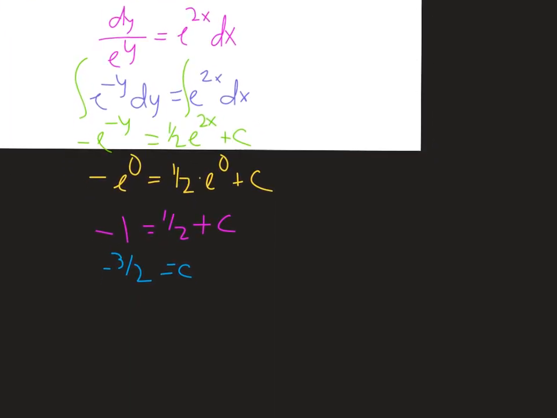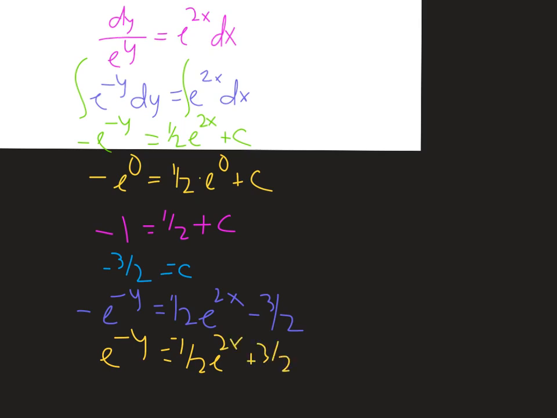Let's move that stuff up, and let's plug back in. So we had negative e to the negative y equals 1/2 e to the 2x minus 3/2. Let's go ahead and multiply by a negative. So e to the negative y equals negative 1/2 e to the 2x plus 3/2.